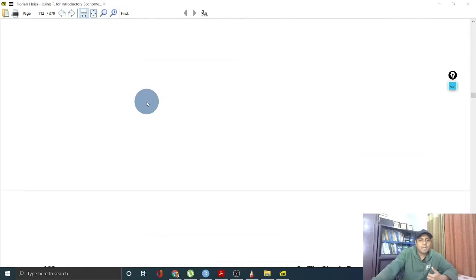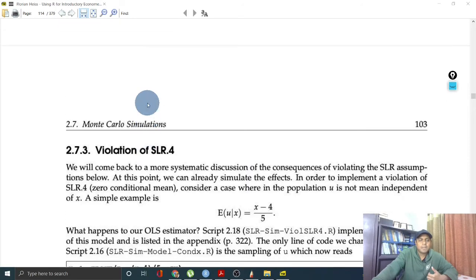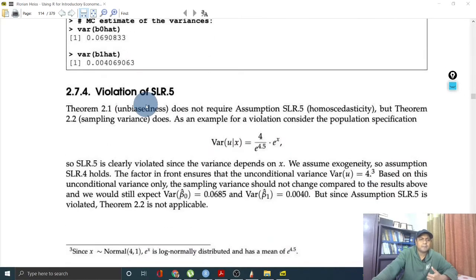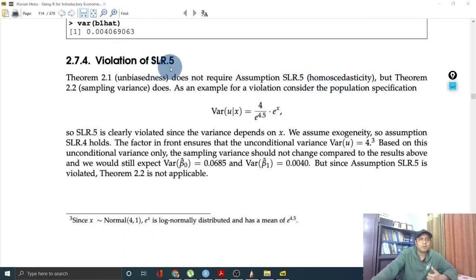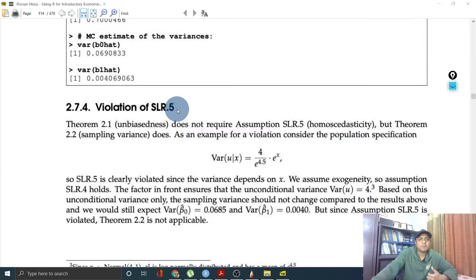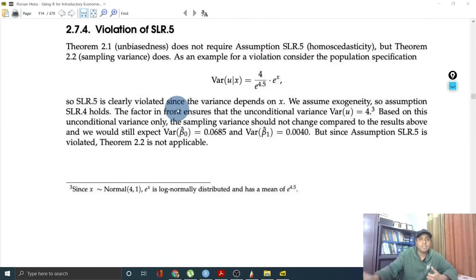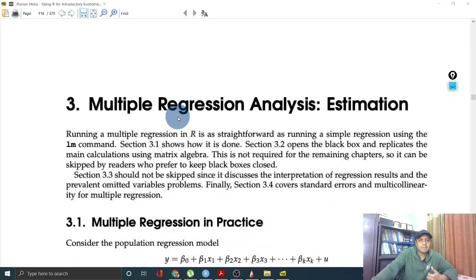Okay, with that note, this is the last topic of regression chapter 2, OLS regression and its assumptions. We will discuss the violation of assumption 4 and assumption 5 in more detail in the next chapter, because in the next chapter I believe there is the section called multiple regression analysis, and that is what we will do in the next tutorial.